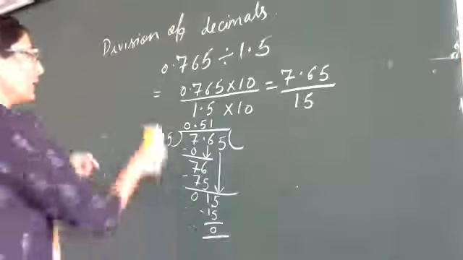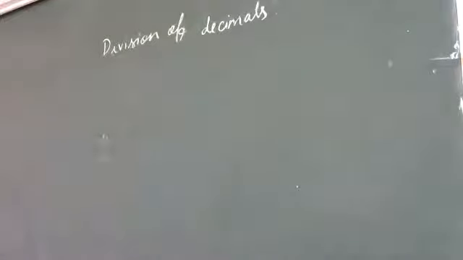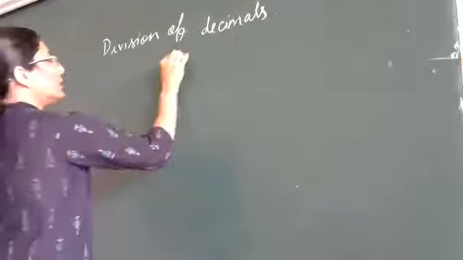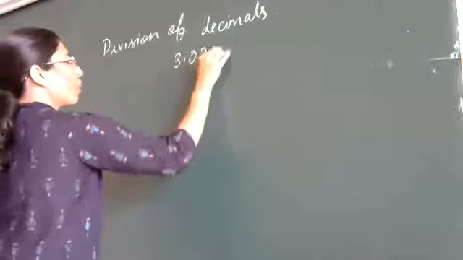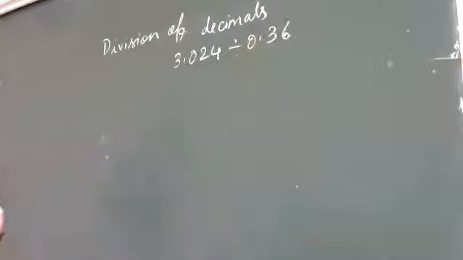Yes? Okay, again we will see some examples. Wait, one more sum you see and then I will give you. Last time I had given you one sum. Okay, ma'am. 3.024 divided by 0.36. You can try this.